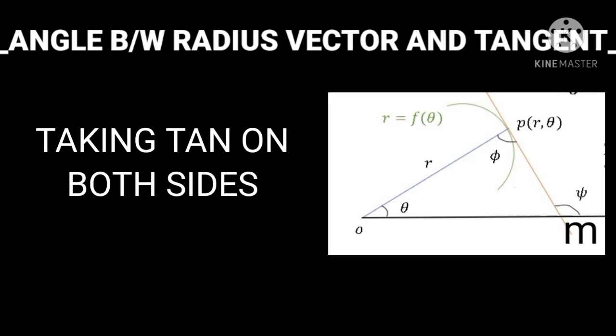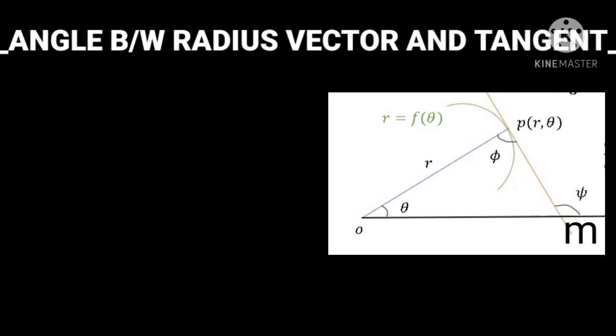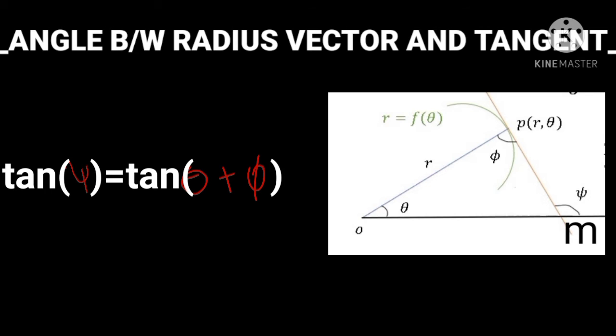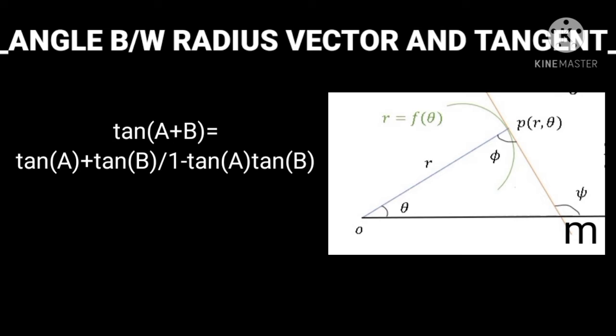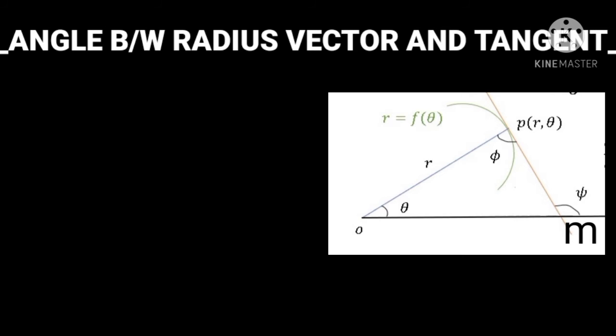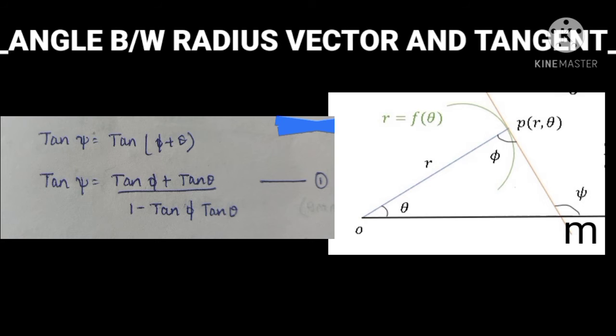So take tan on both sides. So what will we be getting? Tan of the exterior angle is equal to tan of theta plus phi. So we know that tan of a plus b, what is the formula? Tan a plus tan b by 1 minus tan a tan b. So we're using this formula here. So after substituting the formula, what will we be getting? Tan of the exterior angle is equal to tan phi plus tan theta by 1 minus tan phi into tan theta.